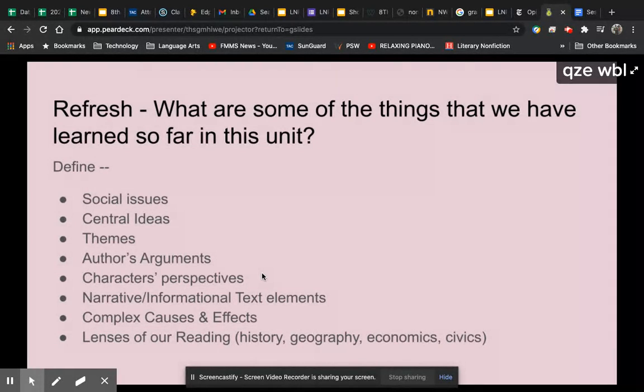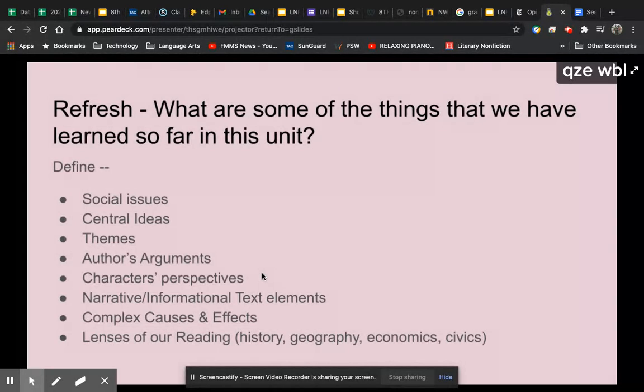This is a screen that we looked at the other day. These are some things that we've learned so far in this unit. Social issues, remember, affects a group of people. Central ideas is the main idea or the main concept about a topic. Themes are what we're supposed to learn about life. Author's arguments are things that the author is specifically trying to argue. And remember, they will use that with their tone. They will use that by leaving out other people's perspectives and other people's arguments and other people's voices.